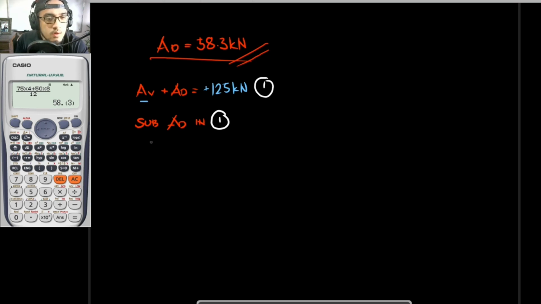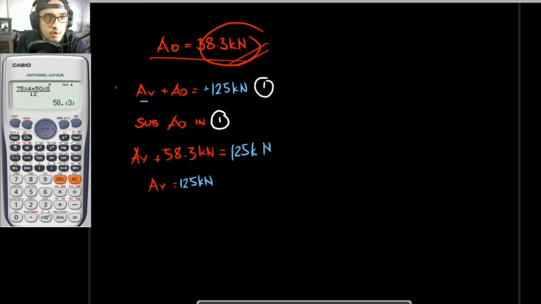Okay, so by that, AV plus AD, and our AD is 58.3 kilonewtons is equal to 125 kilonewtons. So now solving for AV, AV is equal to 125 kilonewtons minus 58.3. Now we would be having an answer for AV as, 125 minus 58.3, that is to be 66.7.